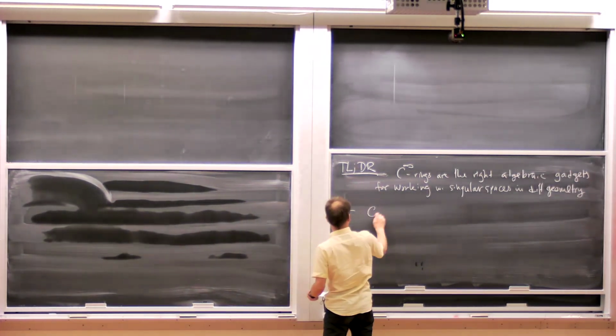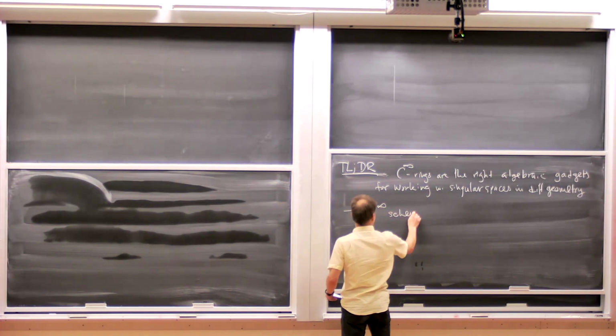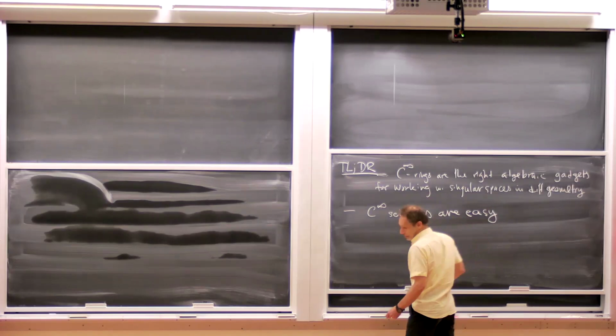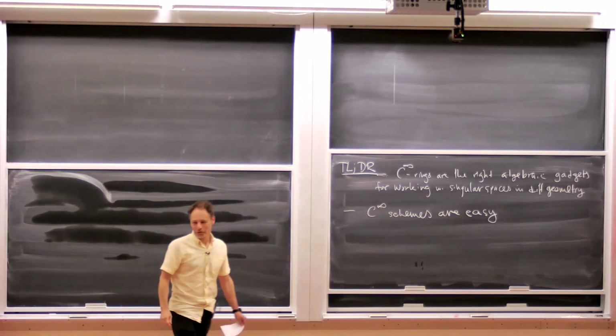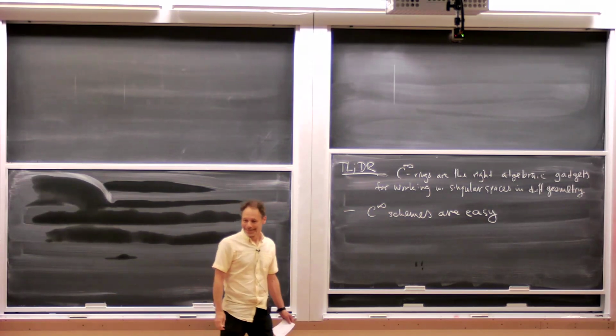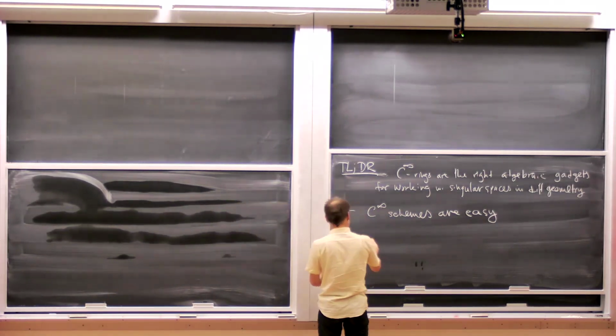The other point is C infinity schemes are easy. Or at least they're easier than the ones you see in algebraic geometry. Trust me.